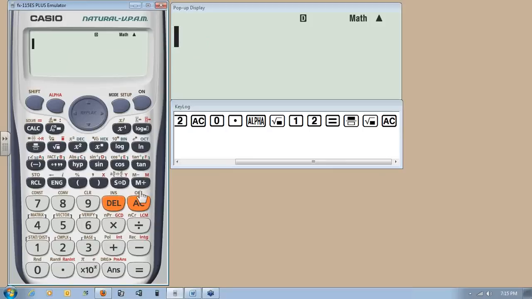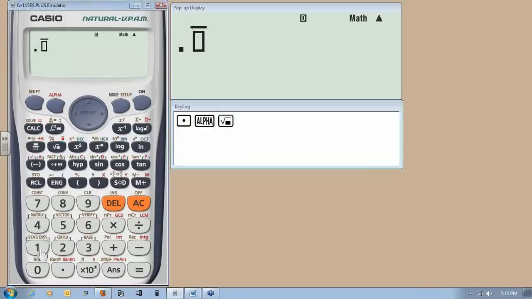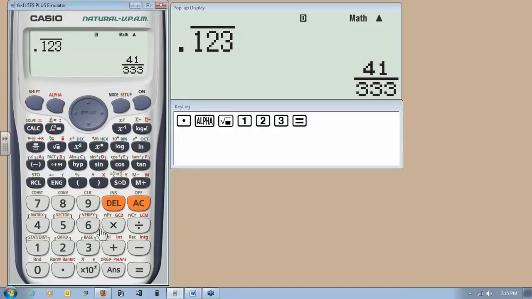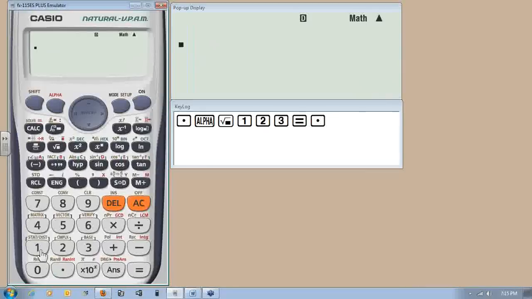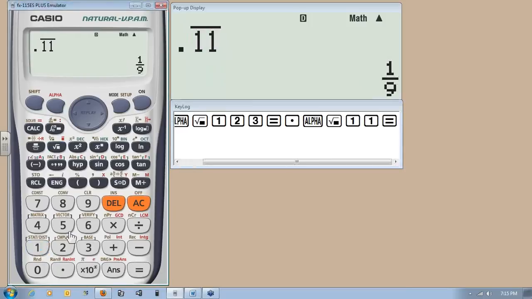All right, so let's try another one. That first one, the students are kind of like, okay, I don't really see anything going on. So let's get into something like point, repeating decimal, 1, 2, 3. All right, that doesn't help them much. How about let's go with a prime number, point, repeating decimal, 11. 1 over 9. Let's expand that.